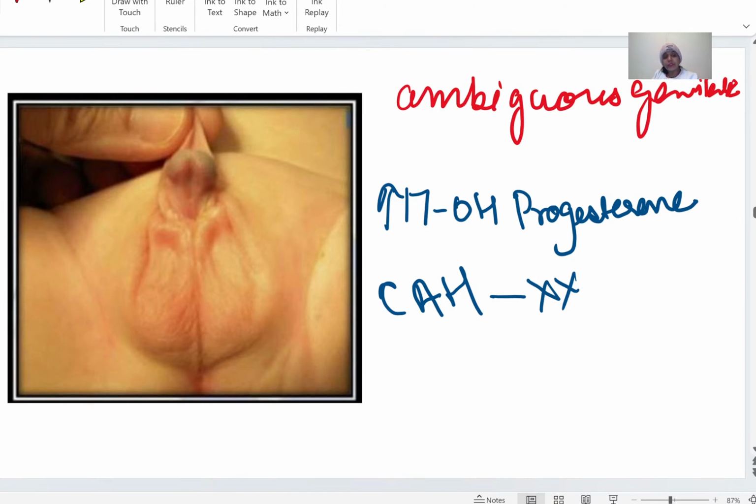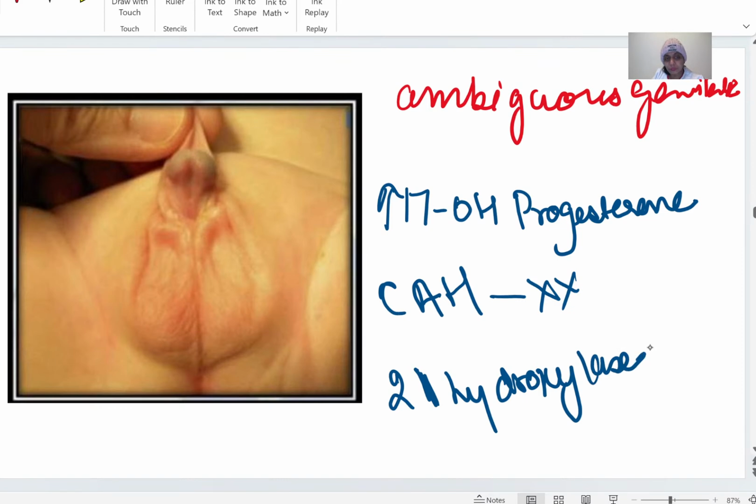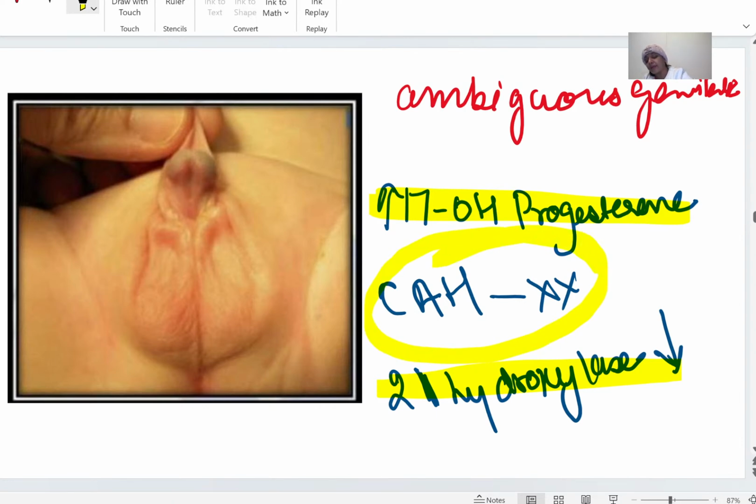Very good. Now tell me which enzyme is deficient here? 21 hydroxylase is deficient. These are the questions which have been asked: what is deficient? 21 hydroxylase. What is the test which you will get done? 17 hydroxyprogesterone gets raised. And the diagnosis is congenital adrenal hyperplasia.